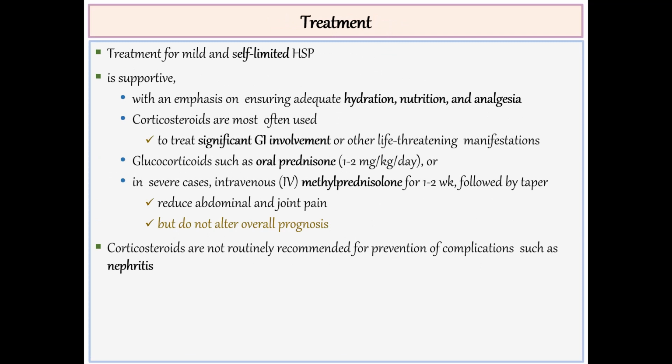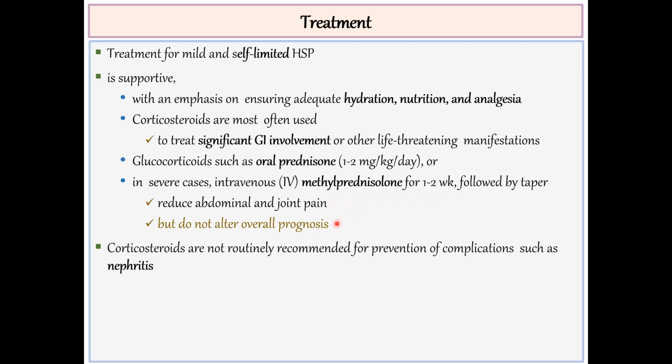Treatment. Treatment for mild and self-limited Henoch-Schönlein purpura is supportive, with an emphasis on ensuring adequate hydration, nutrition, and analgesia. Corticosteroids are most often used to treat significant GI involvement or other life-threatening manifestations. Glucocorticoids such as oral prednisone, 1 to 2 mg/kg/day, or, in severe cases, intravenous methylprednisolone for 1 to 2 weeks, followed by a taper.